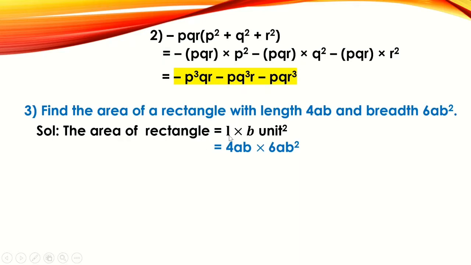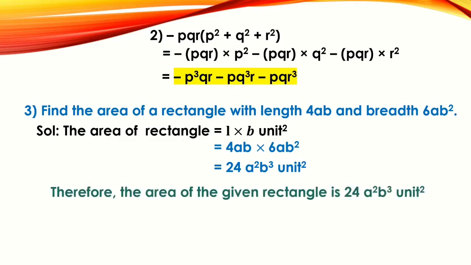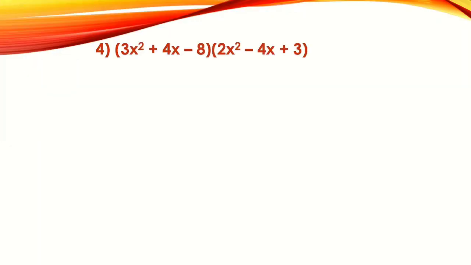Next, I have just put the values over here. Length is 4AB and breadth is 6AB square. You know how to multiply this and that is the answer. I hope it is easy. Therefore, the area of the given rectangle is 24A square B cube unit square. Now let us move on to the next question. Yeah, this one is good. So you know how to do this. I'll just show you the steps.